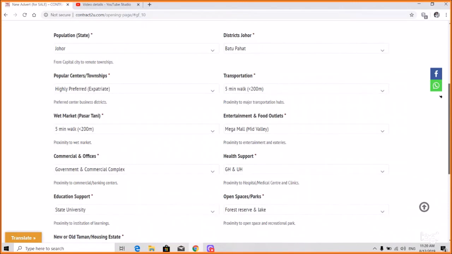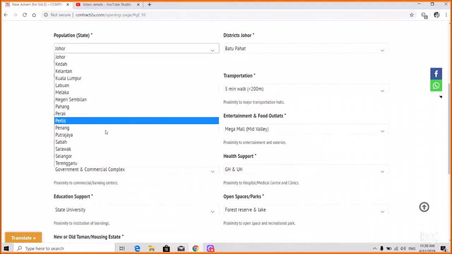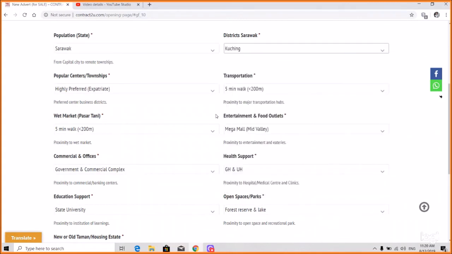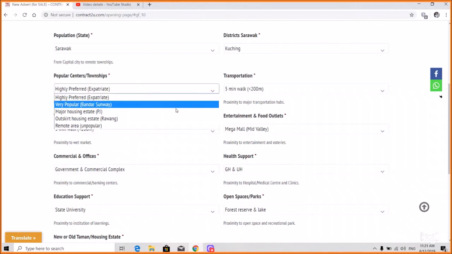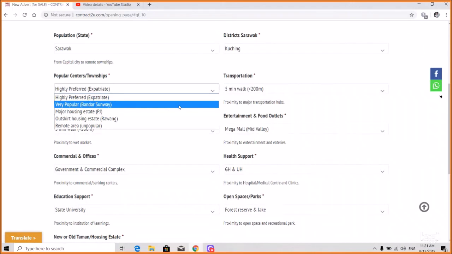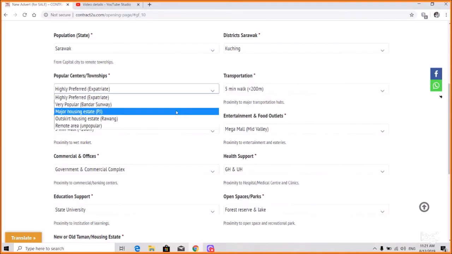So this is the page where you can key in the IPIE parameters for population of the state that this property is located, Sarawak, and then the district of Kuching. Highly preferred. Usually most housing estates are major housing estates, unless it is a really popular housing estate, heavily populated with a lot of commercial and educational centers like Sunway, Bandar Sunway. So for me, I would consider Sky Villa located in a major housing estate.